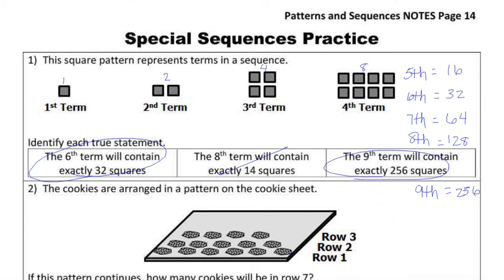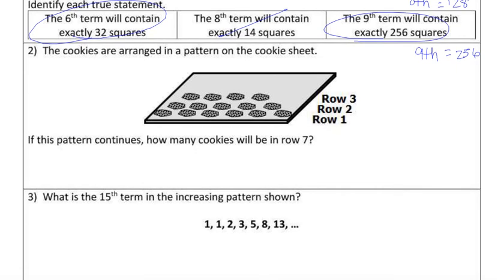All right, if we look at number 2, the cookies are arranged in a pattern on the cookie sheet. If the pattern continues, how many cookies will be in row 7? Well, if we look at this, we started with 6, and then we went down to 5, and then we're down to 4. And so this is the triangular numbers. So our next row would be 3, and then the row after that would be 2, and then our last row would be 1. So this is row 3 and 4, and then 5, and then row 6 would have 1, and then row 7 wouldn't have any. Row 7 would be 0.